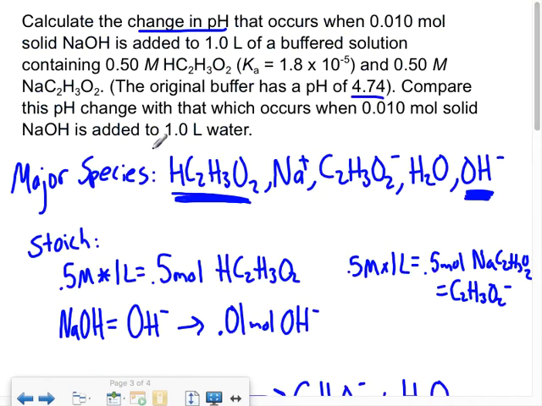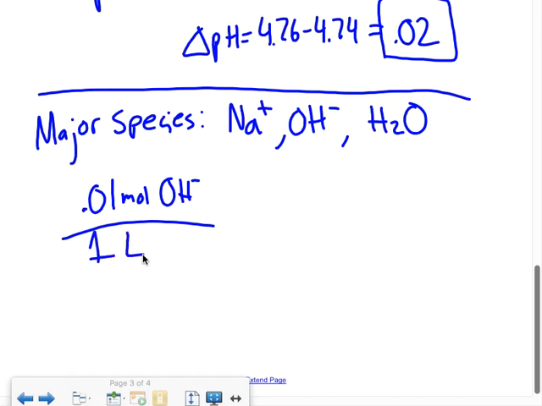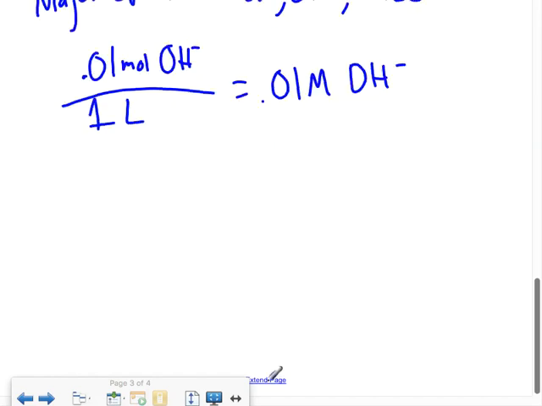So basically we have 0.01 moles of hydroxide in 1 liter of solution, because we're assuming that adding this solid is not really affecting the volume. So we have 0.01 molar hydroxide ions because we just put some hydroxide in water. So we can find the pH of that solution. We're not going to use Henderson-Hasselbalch here because it's not a buffer. We just have a base. There's no buffer. Has to be a weak acid and its conjugate base, or a weak base and its conjugate acid, but this is a strong base, so it's not a buffer.